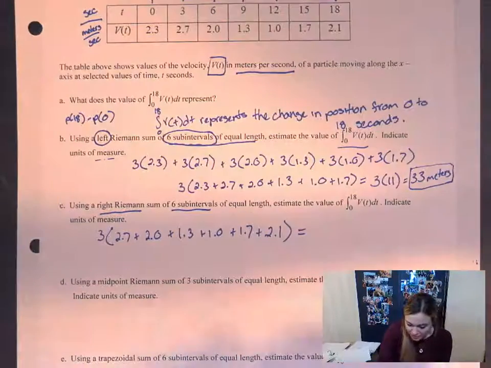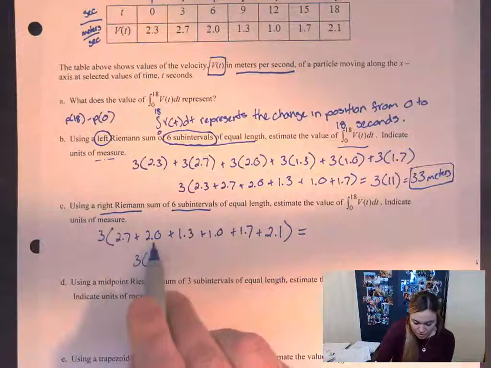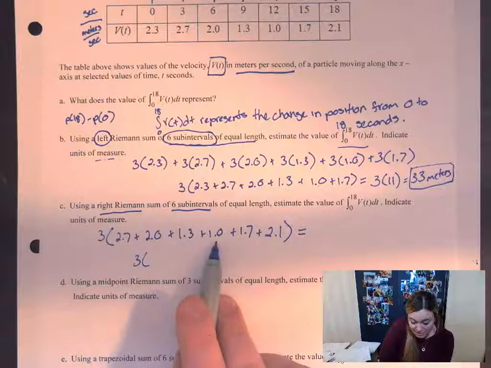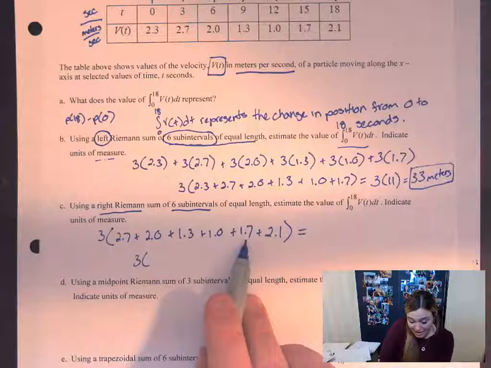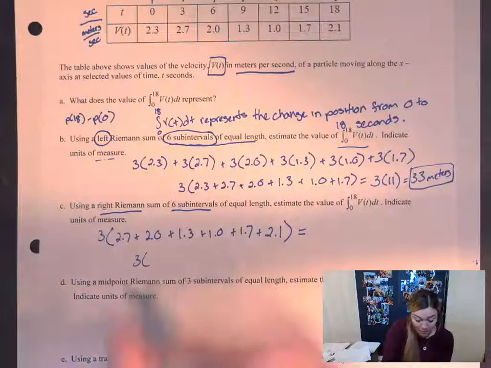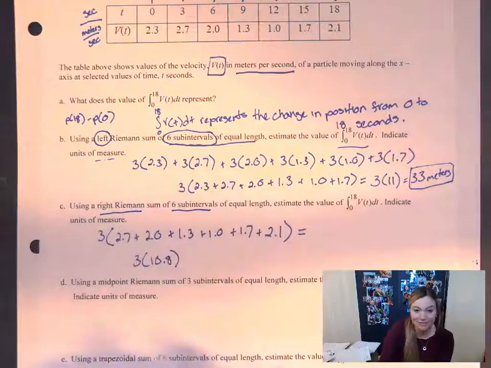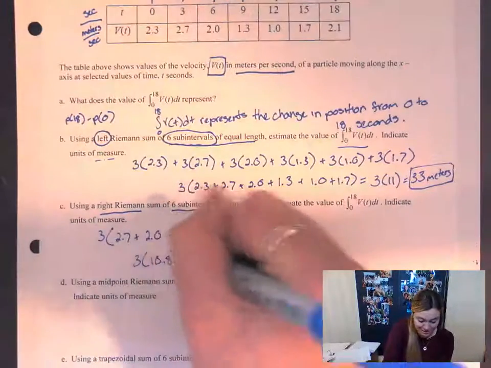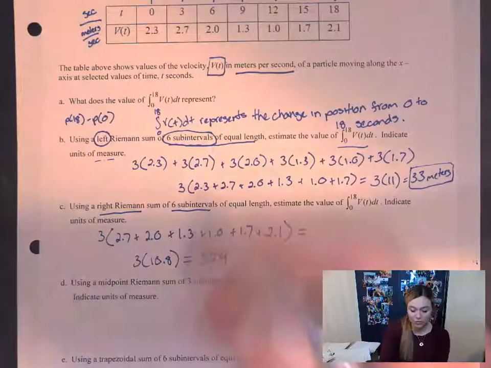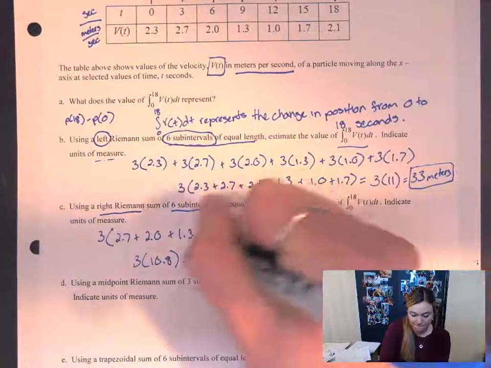So this would be 3 times 4.7, 5.7 plus 3 would be 6, 7, 8.7, 9.8, 10.8, right? Because I've done this before, I knew that this is going to be 32.4. What units again? You're integrating velocity, you go back to meters.